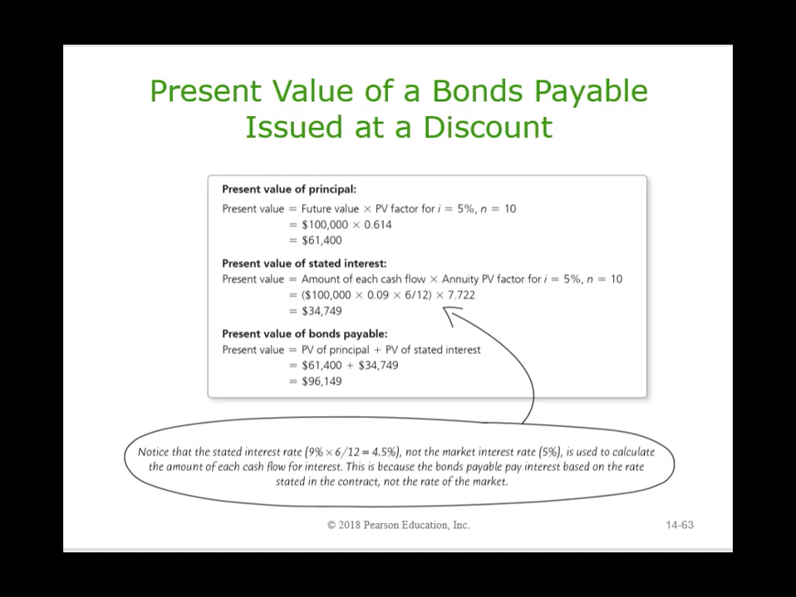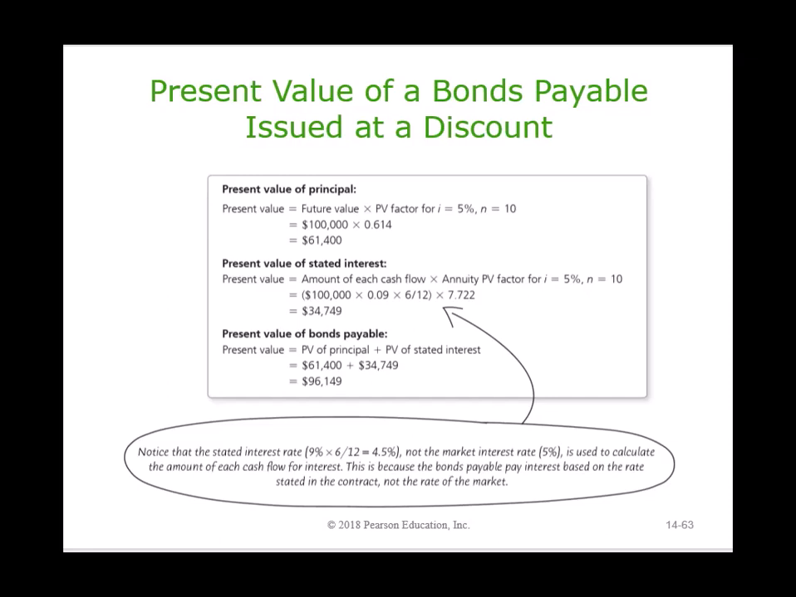If you take $100,000 times the 9% stated rate times half a year, you will get $4,500. So the $4,500 interest payment times 7.722, and that is simply the annuity factor that you should find on that table if you scroll down to period 10 and then move over to the column that has the interest rate of 5%. That intersection point should be a factor of 7.722. That means the present value of that series of interest payments is $34,749.